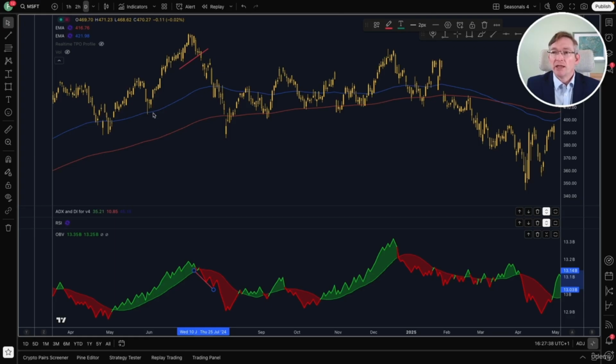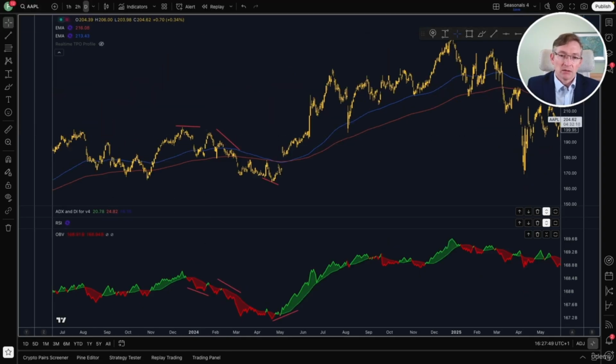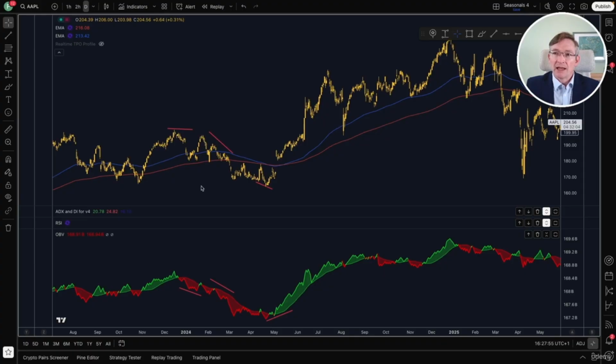Now, let me show you again here. And I will give you a PDF handout outlining these different interpretations of the on-balance volume, so you'll be able to see for yourself. And over time, it just becomes straightforward. Right? Now, here, look, you've got an example of a clear downtrend.